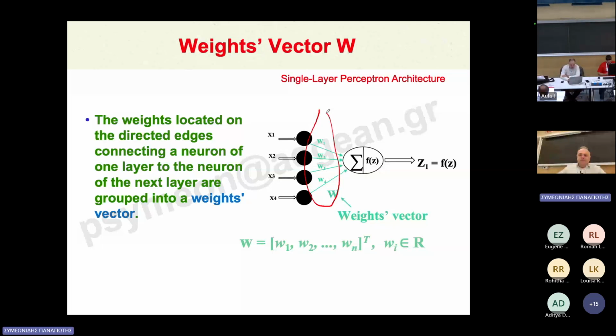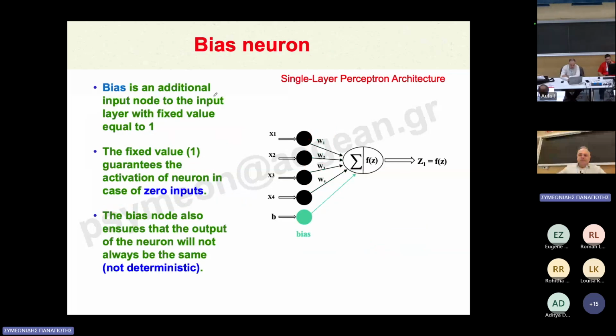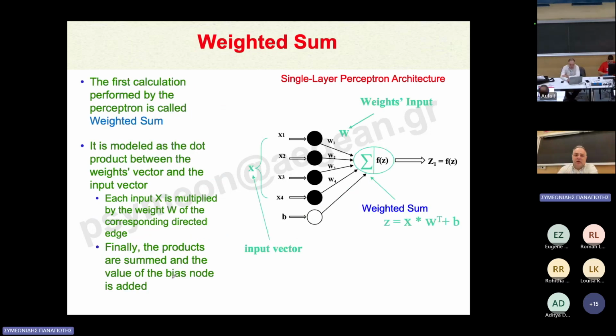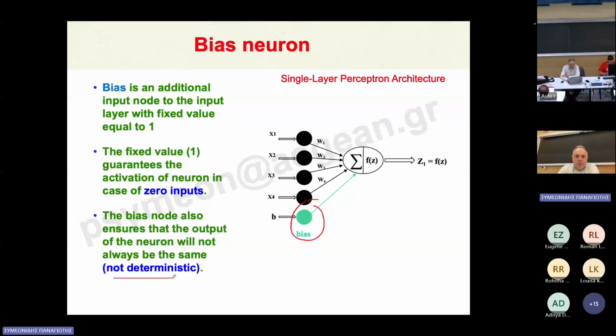Of course, there is also the bias. It's an additional node in the input layer with a fixed value. The bias node also ensures that the output of the neuron will not always be the same, so that we have a non-deterministic, let's say, operation of the perceptron. So it means that we will not always result in the same result. That's what we try to make happen.